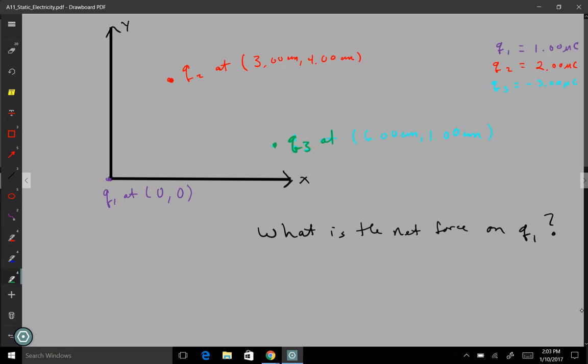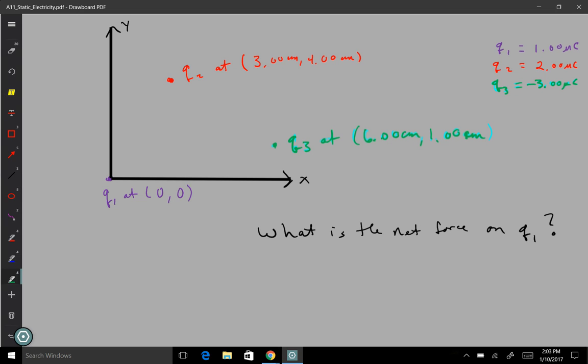Q3 at 6.00 centimeters, 1.00 centimeters. Q3 is equal to minus 3.00 microcoulombs. Now it's just got pretty highlighted. Okay, so we have three charges in three positions. And the question there in black is, what is the net force on Q1?